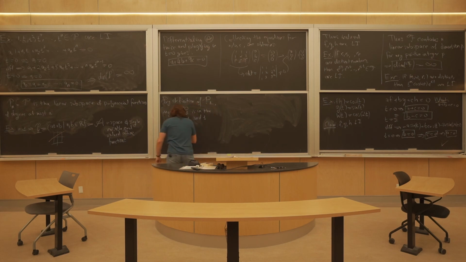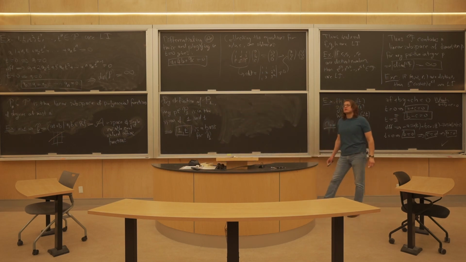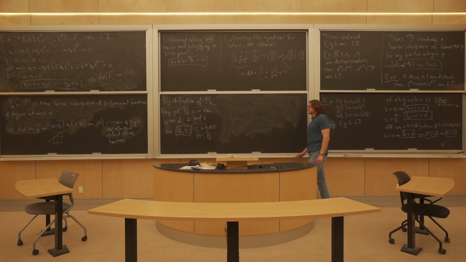Let me write it like this: {1, t} is a basis for P1. So if you have Pn, the basis is 1 through t to the n. Exactly. Consequently, the dimension of P1 is 2. The dimension of Pn is n plus 1. Yeah, this is confusing, I understand. The subscript is not the dimension, but the degree.